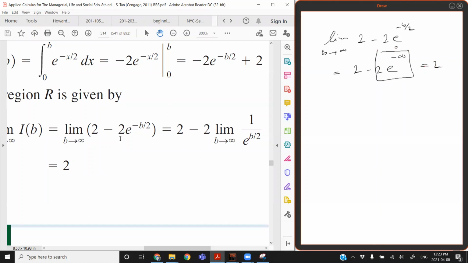So why is that the case? Because look, what happens if I have e to the power of negative infinity, which is the same thing as having 1 over e to infinity. So you agree that e to infinity is a very, very big number. And if you have a fraction and the denominator gets bigger and bigger, what happens to the whole fraction? The whole fraction approaches 0. So e to negative infinity is 0. 0 times 2 is 0. So 2 minus 0 is just 2. So that area is going to be exactly 2.